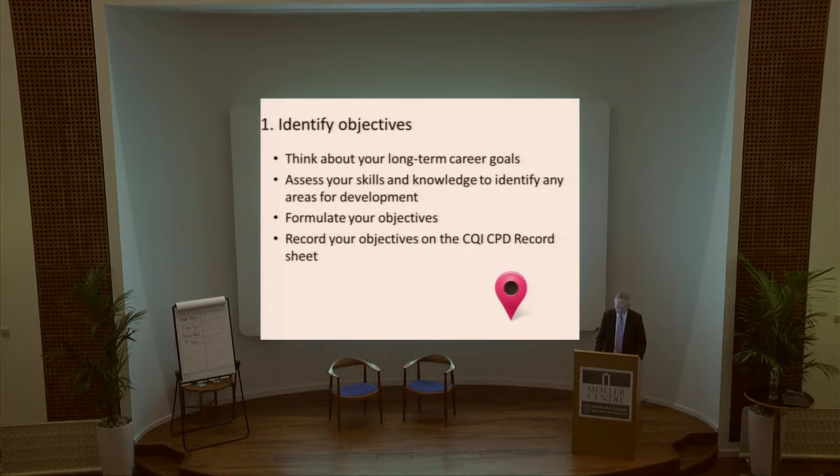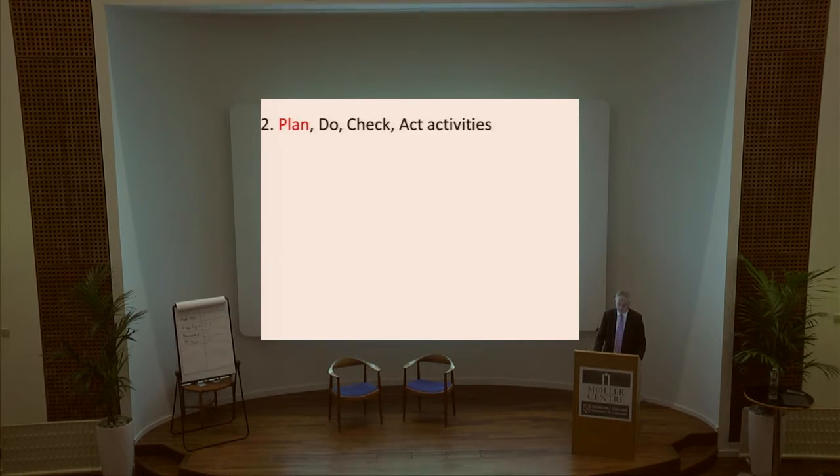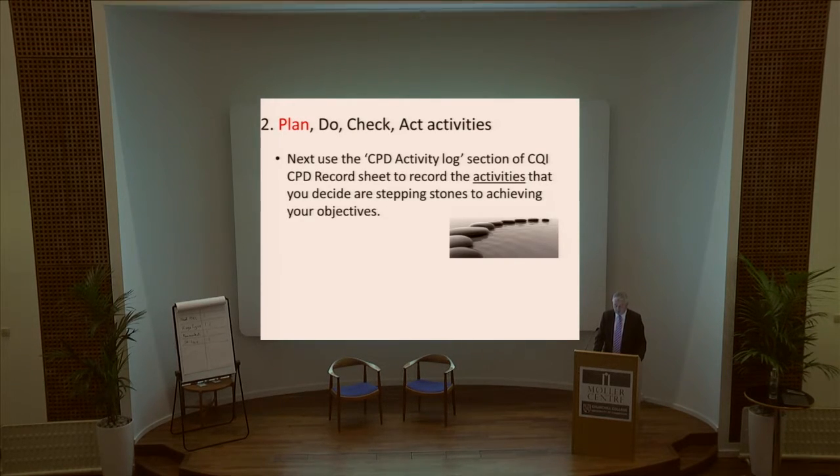That gives you the destination. You now need to think about how you're going to get there. First of all, you need to plan your activities. So you use the activity log section of the CQI CPD record sheet to record the activities that you decide are stepping stones to achieving your objectives. Let's just take, as an example, perhaps the objective to become more IT literate. Okay? So record that as your objective. And then you write down all the activities that you're going to undertake to help you get to the point where you are more IT literate.